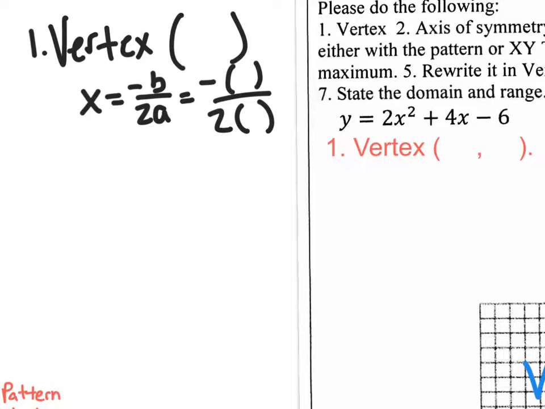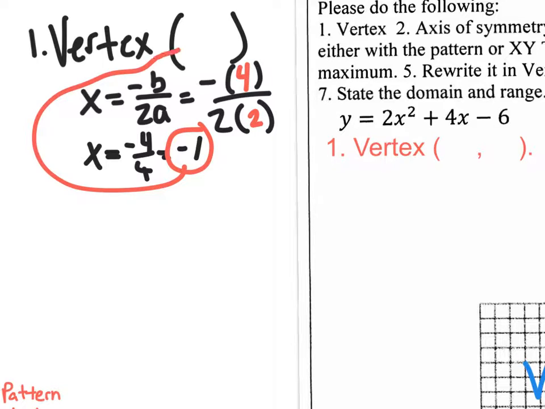So b, if you look at the standard form quadratic trinomial, the b value is 4. So let's plug in a 4 for b, and the a value is 2. So plug in a 2 right there. So we end up with x equals negative 4 over 4, which really equals negative 1. So negative 1 is our x value of our vertex, and that is simply the x value of our vertex coordinate.